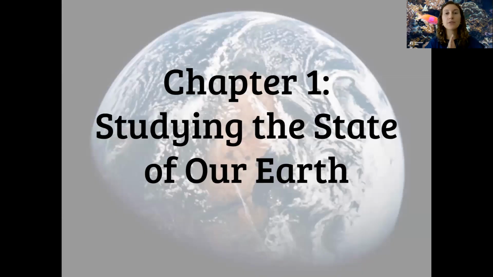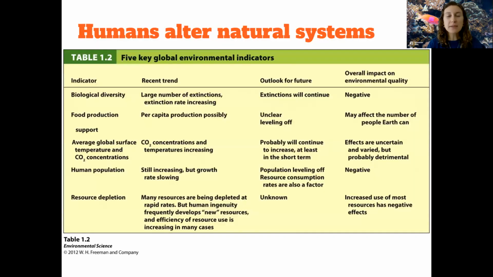So we're going to start out with chapter 1, as you should. In class, we're going to be studying the state of our Earth. We've talked about this a little bit. You probably also saw it a little bit when we were doing APES trivia, tragedy of the commons. This is kind of an overview of the class as a whole. We're going to explore this more throughout the entire year.